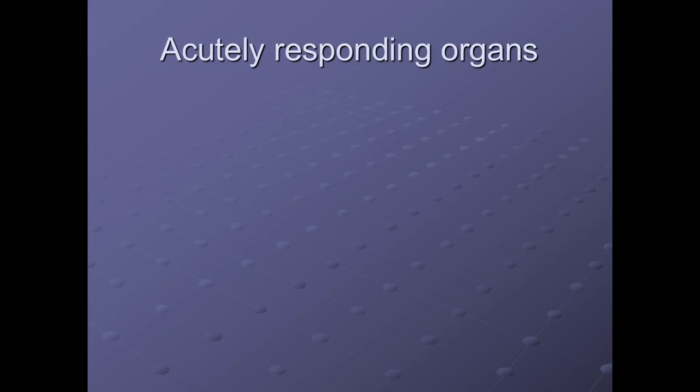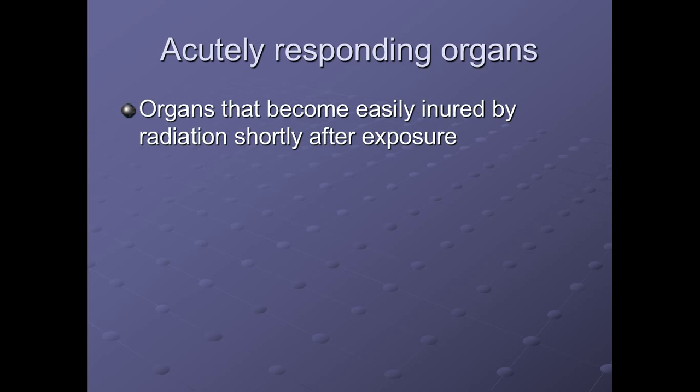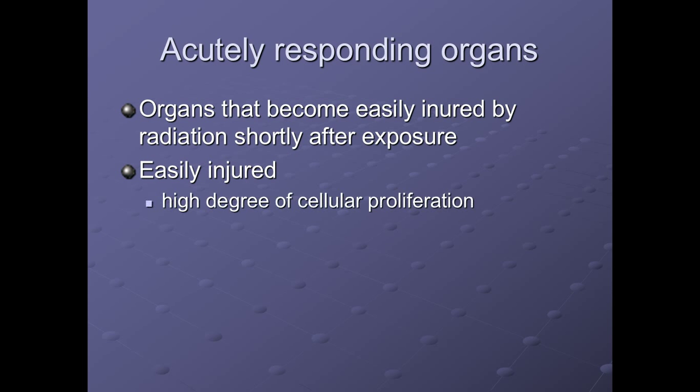So following on from the different tissue types, this leads us to understanding why, with the different tissue types, we have different types of organ response to radiation. So we need to consider acutely responding organs, and these are the organs that become easily injured by radiation very quickly after exposure. They are easily injured due to the fact that they have a high degree of cellular proliferation. Those cells are dividing very quickly, and so that damage is spread across the organ very quickly. So you're looking at things like bone marrow, GI tract, skin and testes.